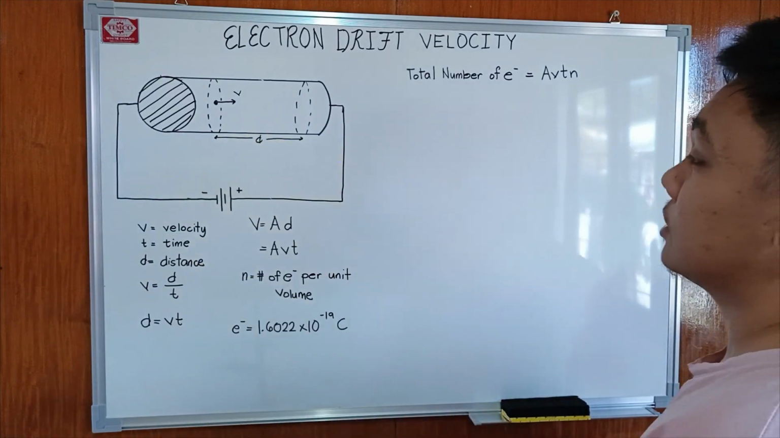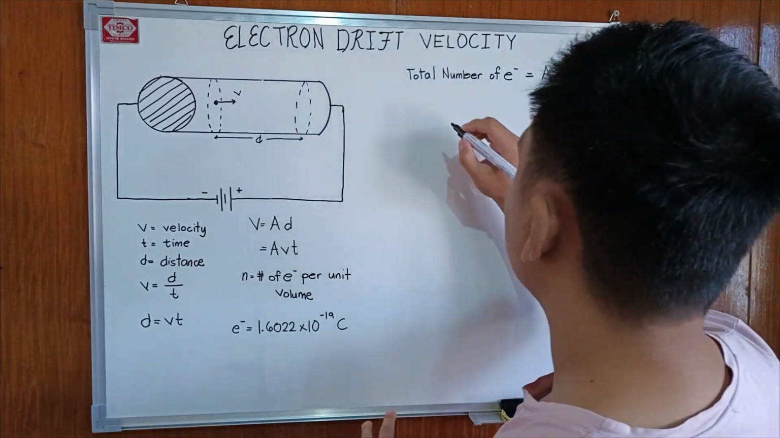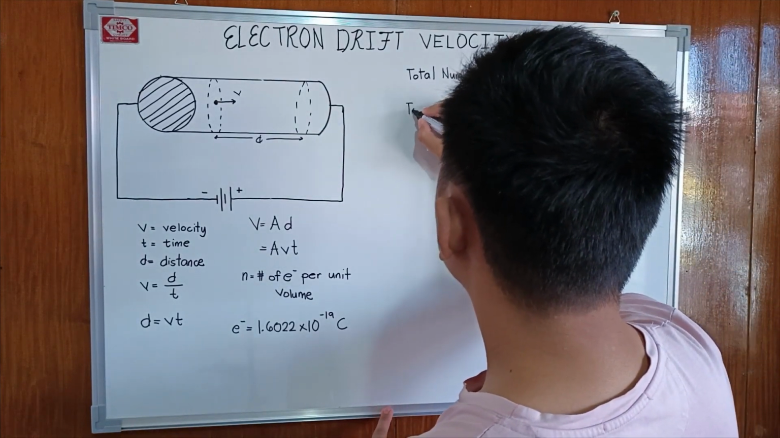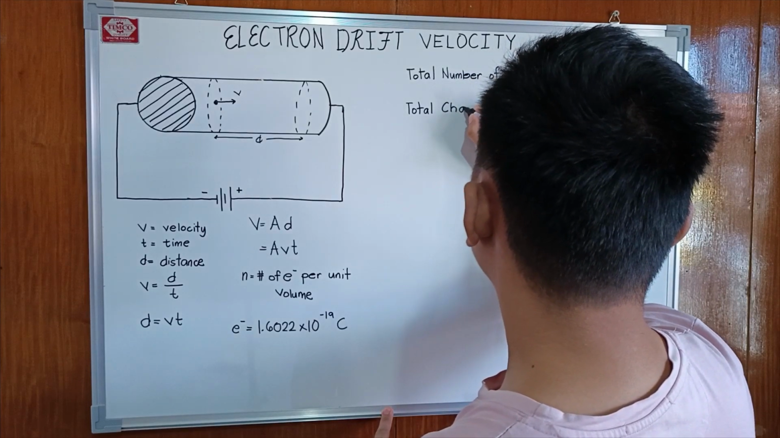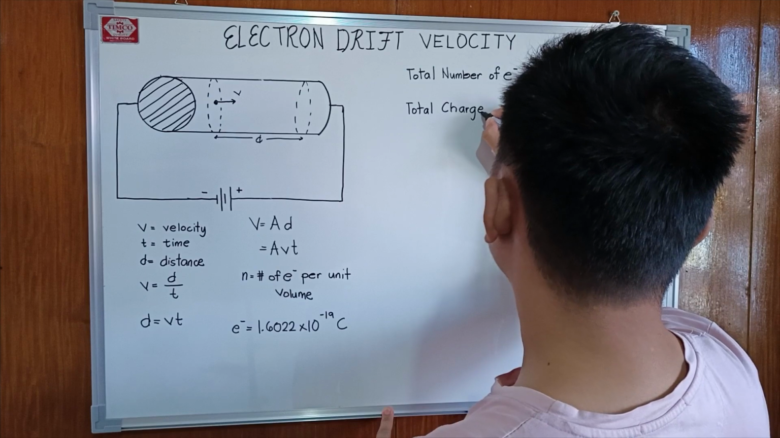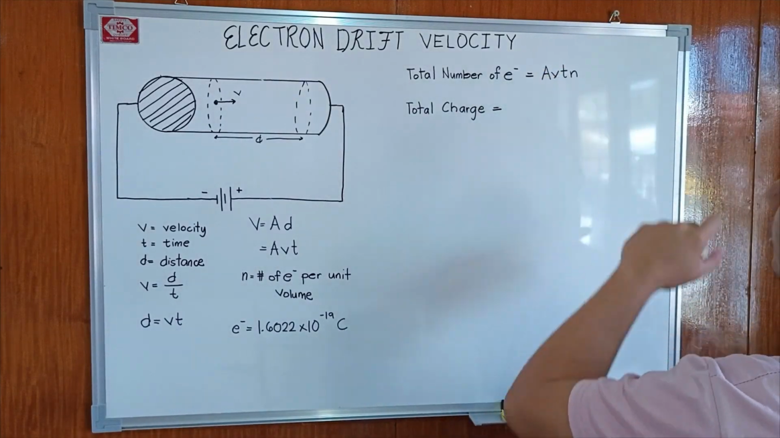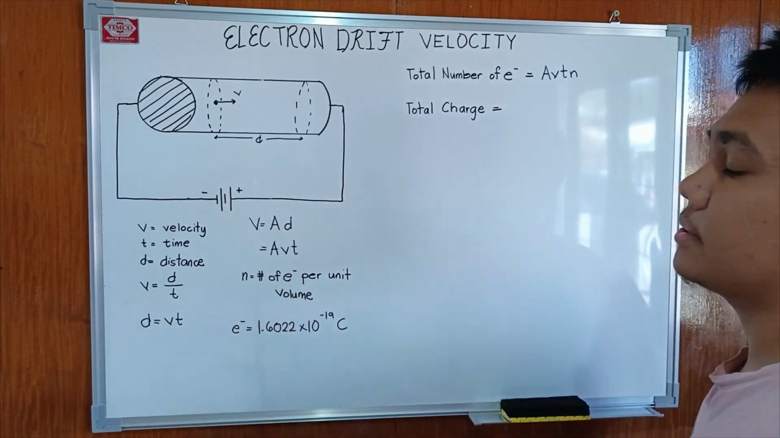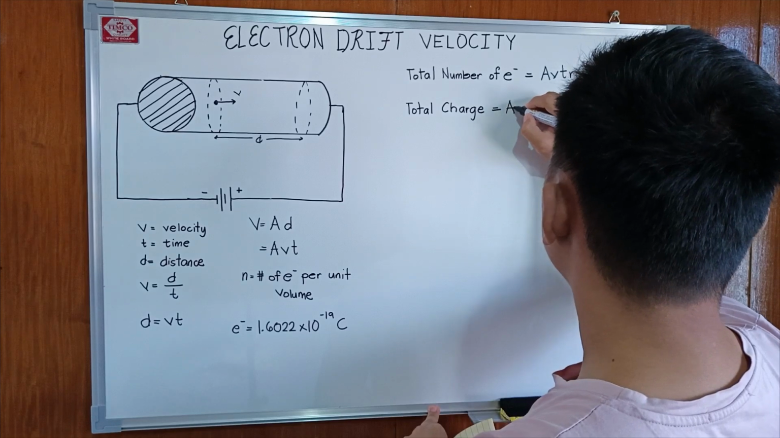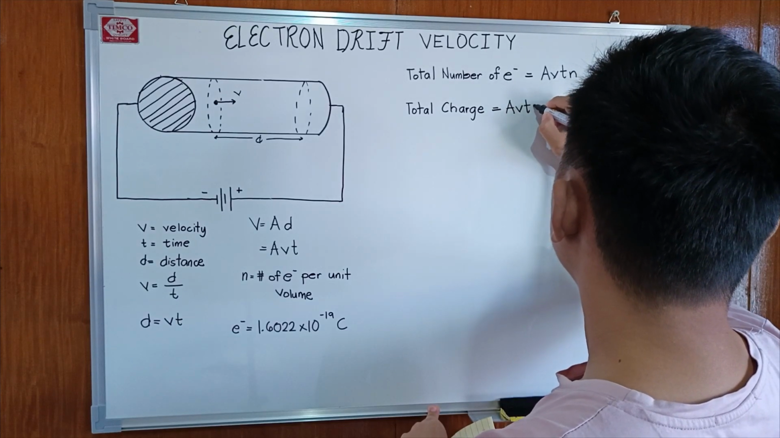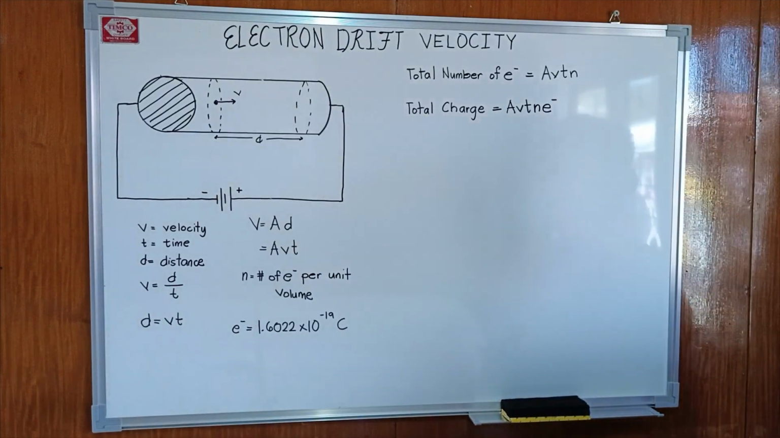And then solving for, kasi nga marami tayong free electrons inside our conductors, yung total charge now will be the total number of electrons times the charge of one electron. So this will now be A V T N tapos E para hindi tayo masyadong magulo.